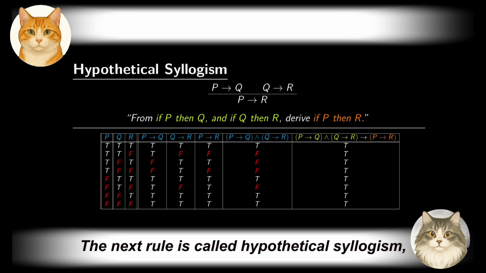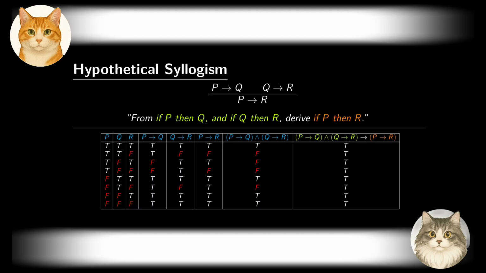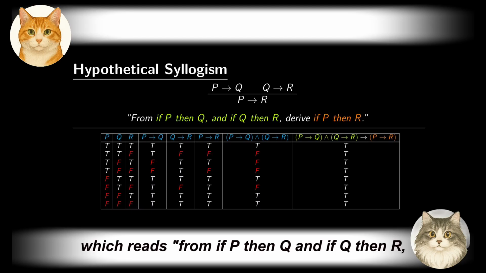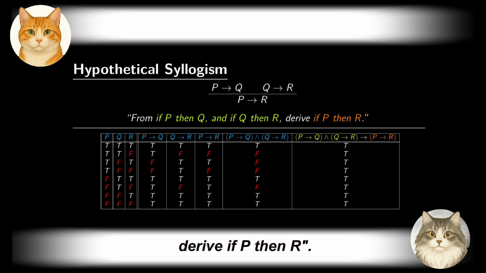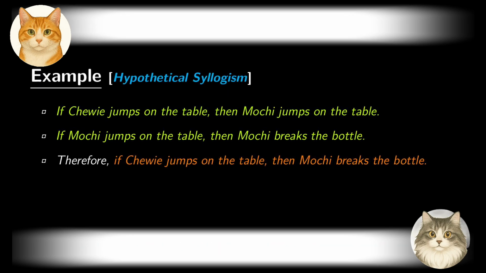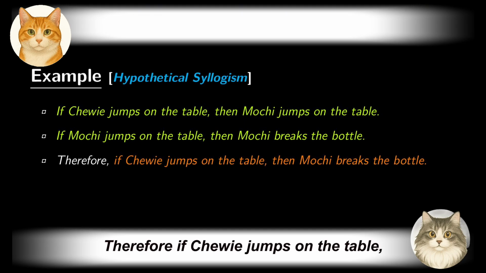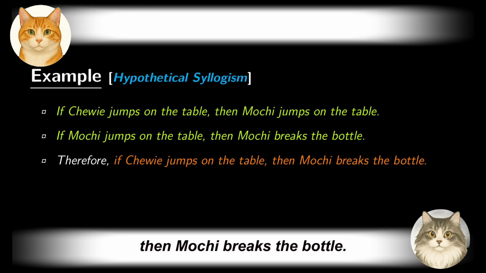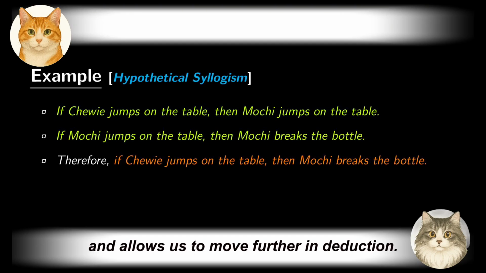The next rule is called hypothetical syllogism, which reads, from if P then Q and if Q then R, derive if P then R. Here is an example. If Chewy jumps on the table, then Mochi jumps on the table. If Mochi jumps on the table, then Mochi breaks the bottle. Therefore, if Chewy jumps on the table, then Mochi breaks the bottle. This rule is useful in extending our chain of reasoning and allows us to move further in deduction.